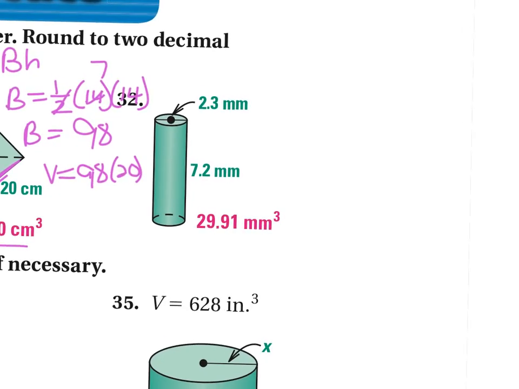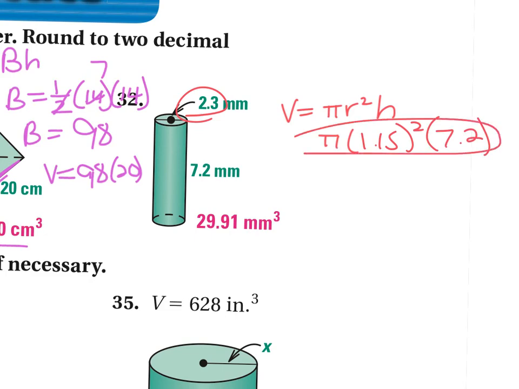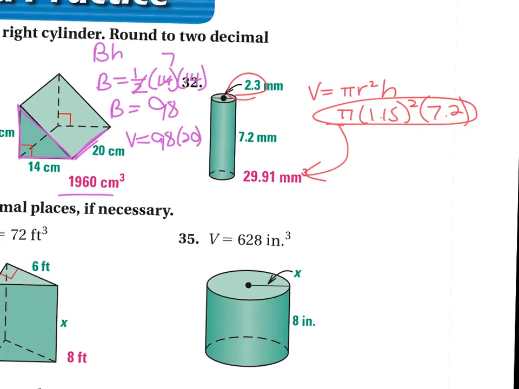We get a cylinder here. Volume of a cylinder would be pi r squared times the height. So pi, the radius would be 1/2 this 2.3 because that's your diameter. So the radius is 1.15 squared, and then the height is 7.2. So this, you'd use your calculator, multiply all that out, and you get the 29.91.